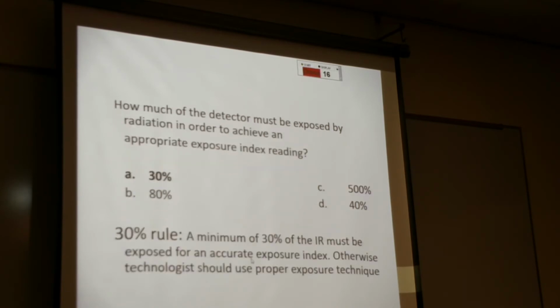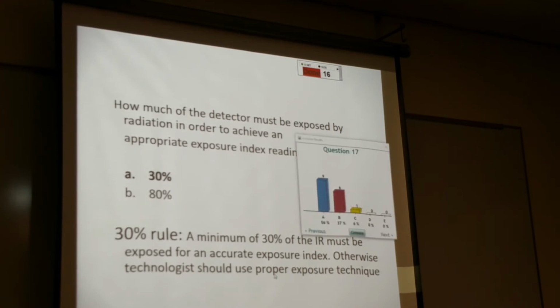What did you pick? Okay, so you've got a little bit of a variety between 30 and 80%. There's no 80% rule. The only thing about 80% or 500%, if you remember those numbers, is how much underexposed you can be and still have a diagnostic image versus how much over you can be. You can be over 500% in exposure and still have a great radiograph. You can be 80% underexposed of your technique and still have a good radiograph.